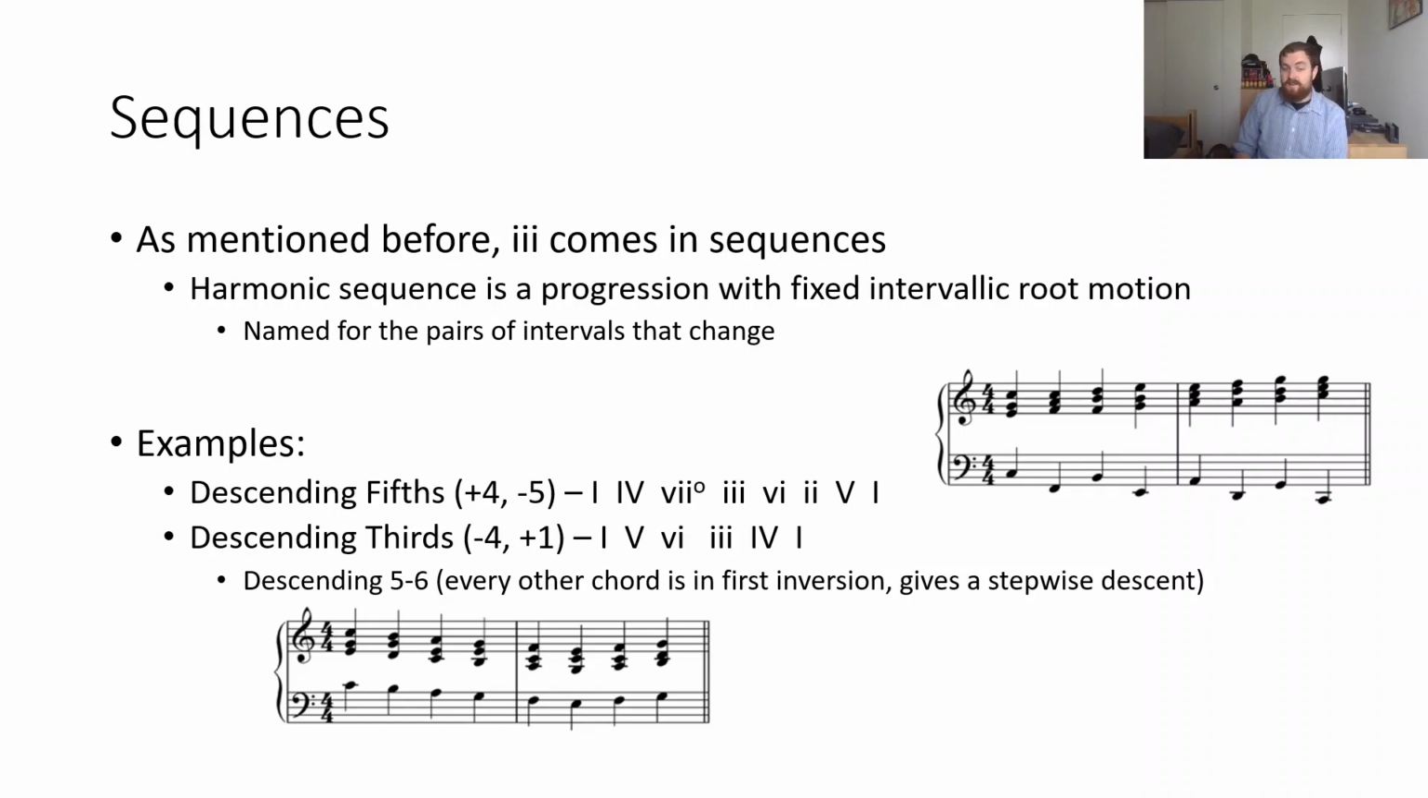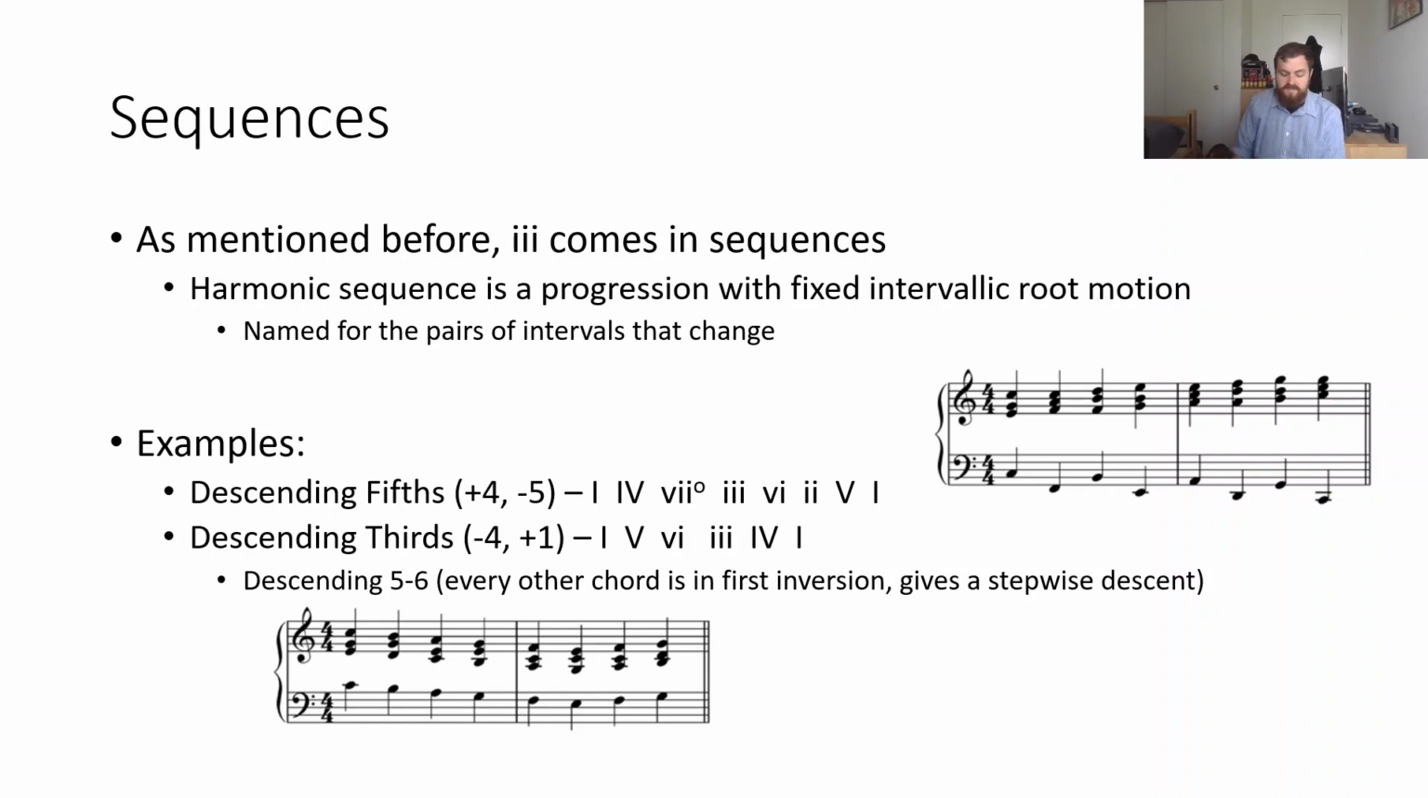For the descending 3rd sequence, this is one that all of you should aurally recognize. The descending 3rd sequence is we go down 4, up 1. It's called descending thirds because then the effect is that you're constantly going down by thirds. We have a modified version of this where every other chord we put in first inversion, so we call it a descending 5/6. So notice in that bottom stave, the 2nd chord, the 4th chord, the 6th chord, and the 8th chord are all in first inversion.